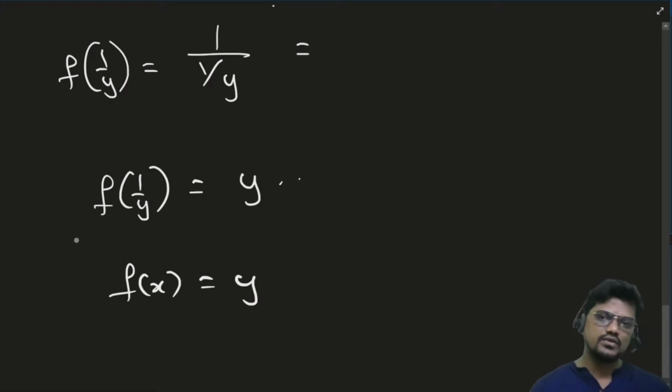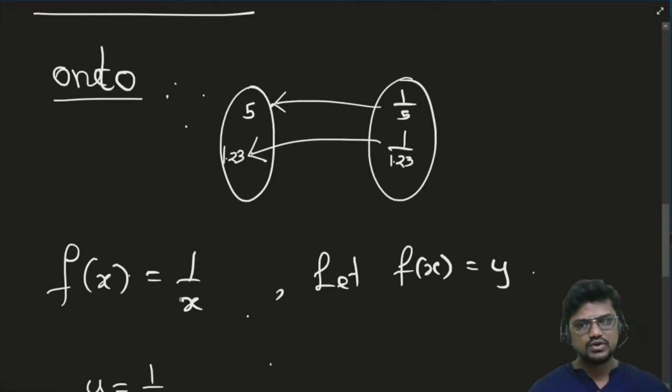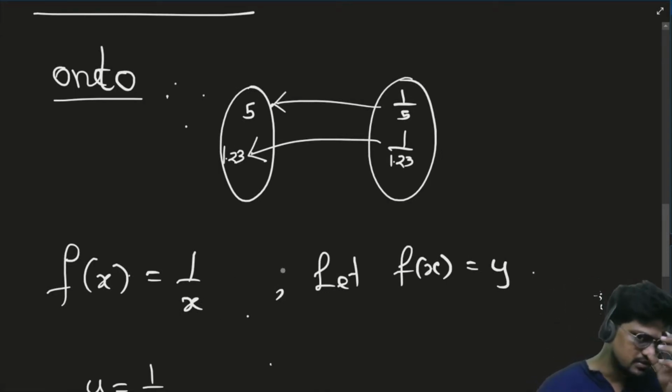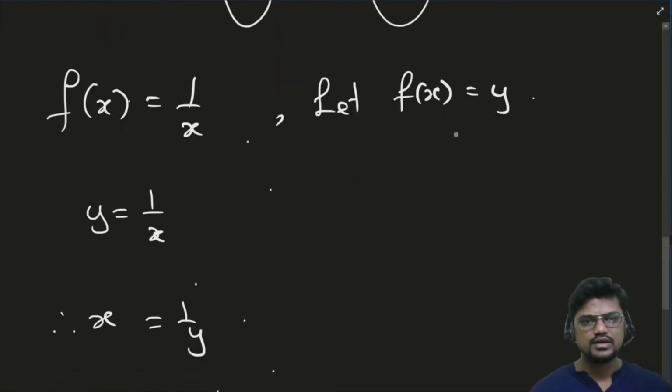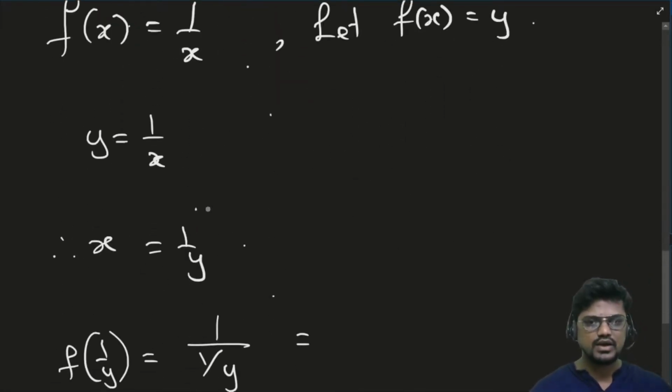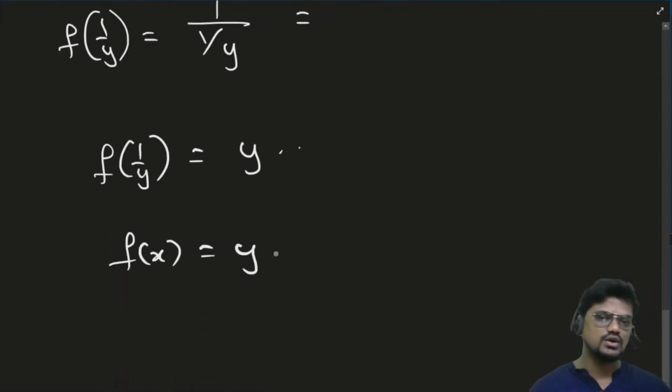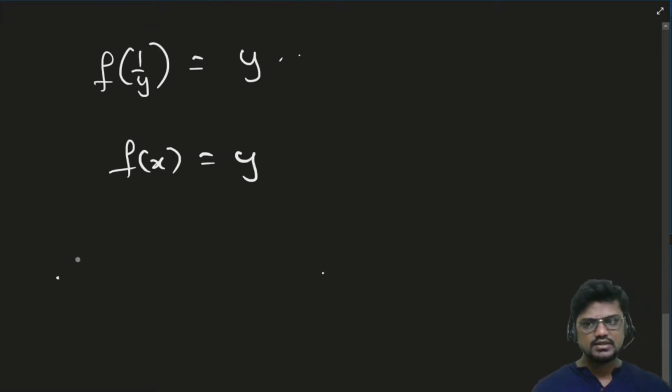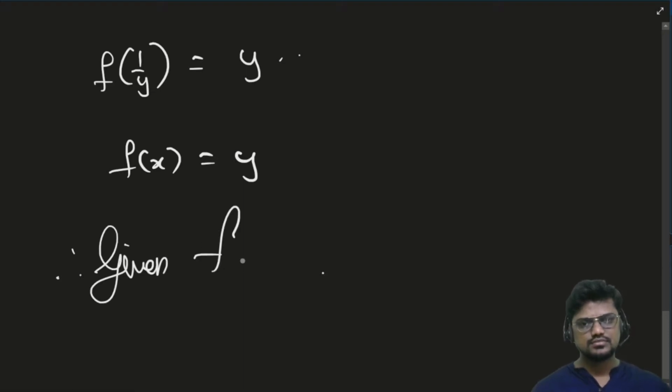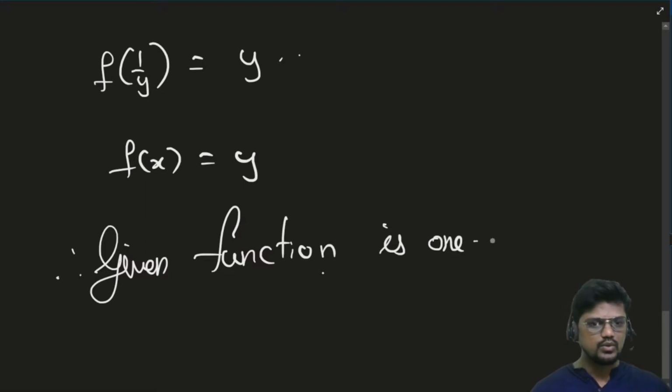That means for all values of x in the real numbers, I will get some real number or the other. Are you getting it? Over here, if I put x equals 1 upon y, 1 upon y is also a non-zero real number. And over here also I am getting a non-zero real number. And once both are equal, what I can say, therefore, is that the given function is onto function.